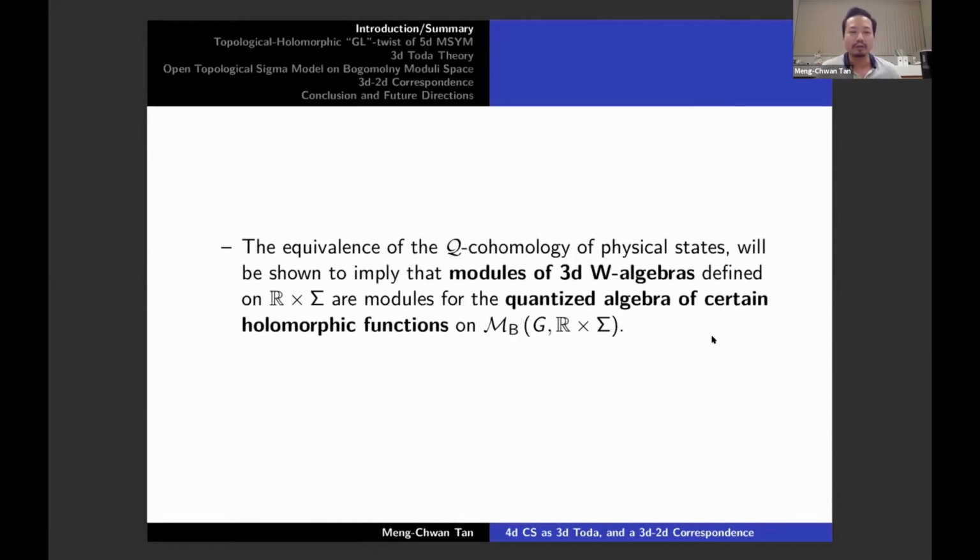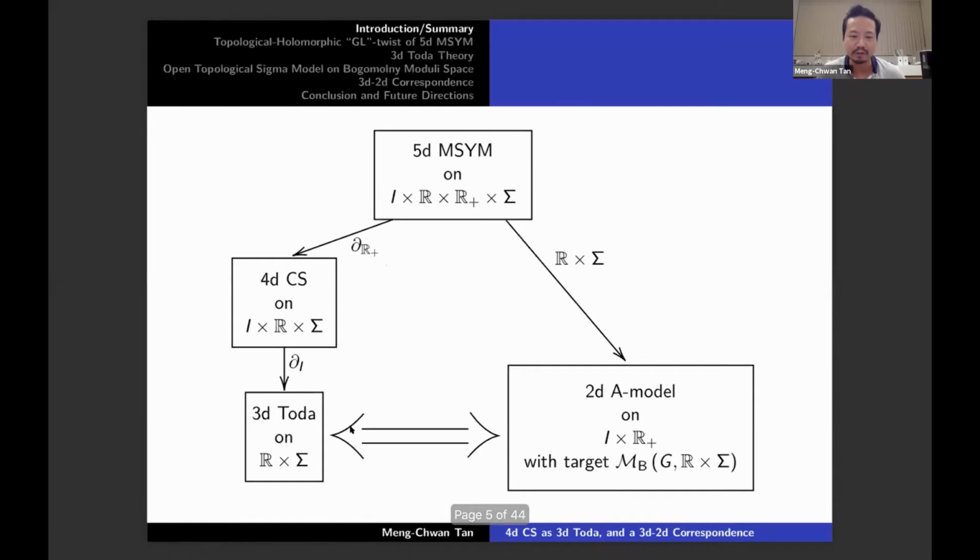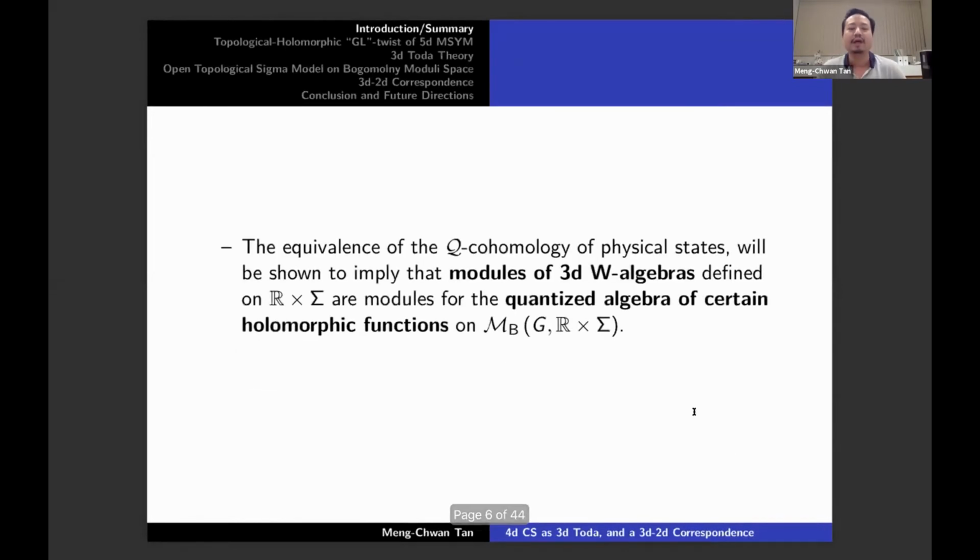Okay, so we have this correspondence, as we mentioned here, between 3D Toda theory on this and the 2D A model on this. And so the equivalence of the Q cohomology of physical states that descends from the master theory itself in 5 dimensions would then imply that modules of the 3D W algebra, which is the states coming up from the 3D Toda theory, the Q cohomology of states coming up from 3D Toda theory defined on R cross sigma, are also modules for the quantized algebra of certain holomorphic functions on the moduli space.